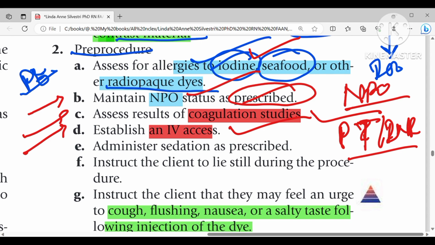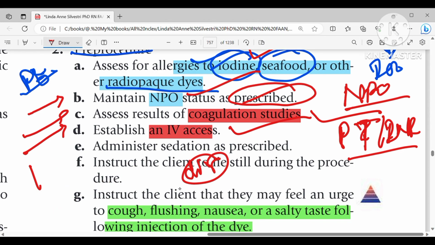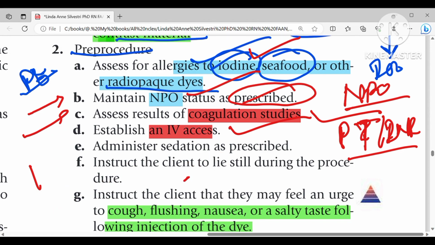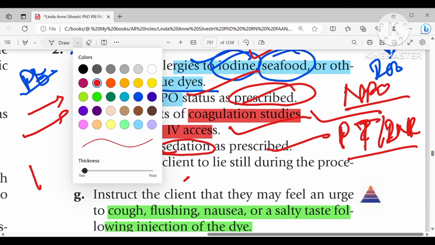So we should put a large bore cannula, like an 18 or 16 gauge cannula, because we need to give the iodine dye or other radiopaque substance through that cannula. So we should put the large bore cannula. We can administer sedation if prescribed. If the doctor has prescribed any sedation, we can administer it.